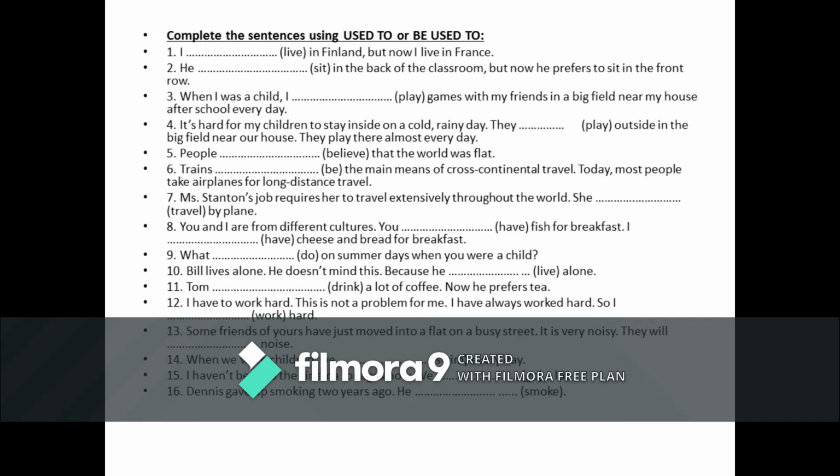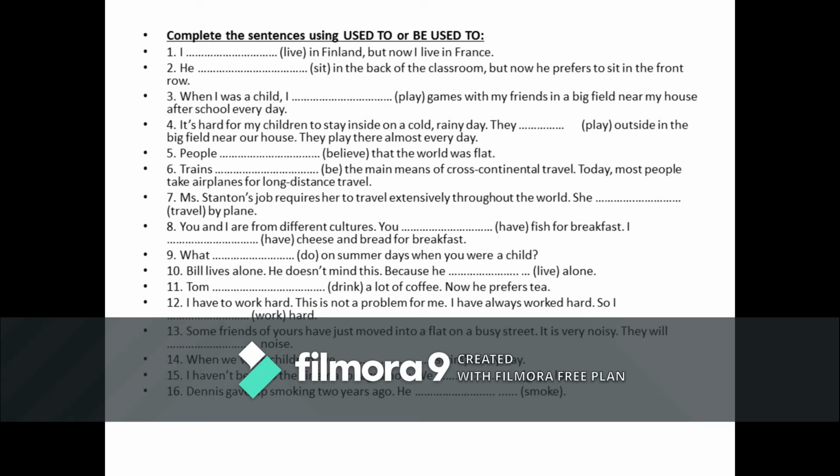Question number 4. It's hard for my children to stay inside a cold, rainy day. They dots play between brackets outside in the big field near our house. They play there almost every day. That means that my children don't like to stay inside in cold and they are used to play outside in the big field. So the answer will be are used to playing.